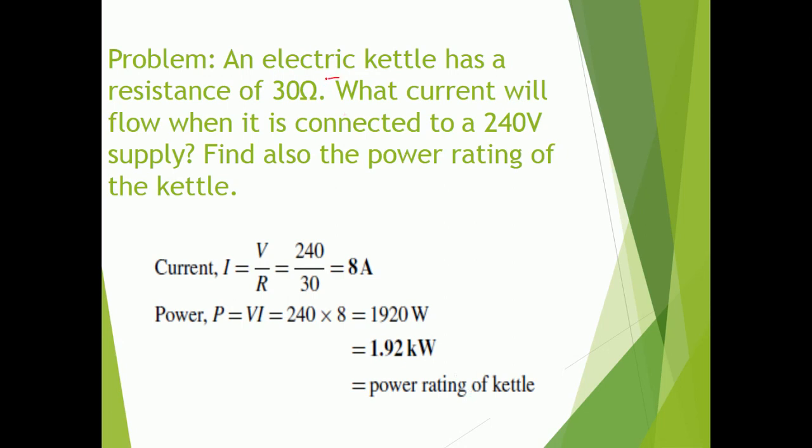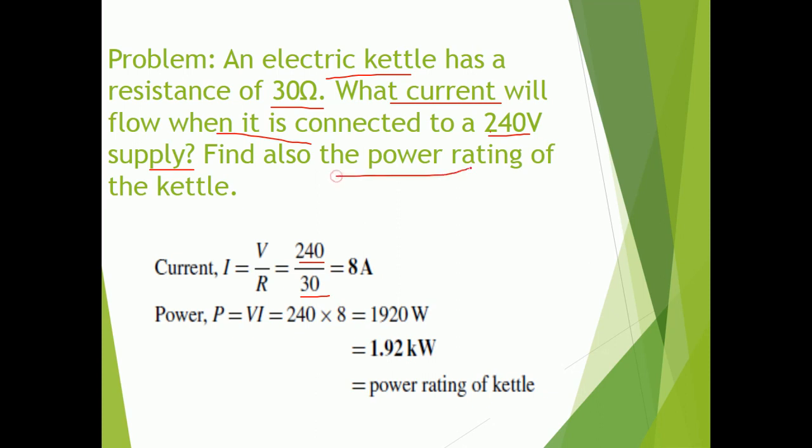An electric kettle has a resistance of 30 ohm. What current will flow when it is connected to 240 volt supply? So now you can see it over here. Resistance is given, voltage is given. So first case, we need to calculate current. Very simple, by using Ohm's law, I is equal to V by R. So it comes out to be 240 divided by 30, which is 8 ampere.